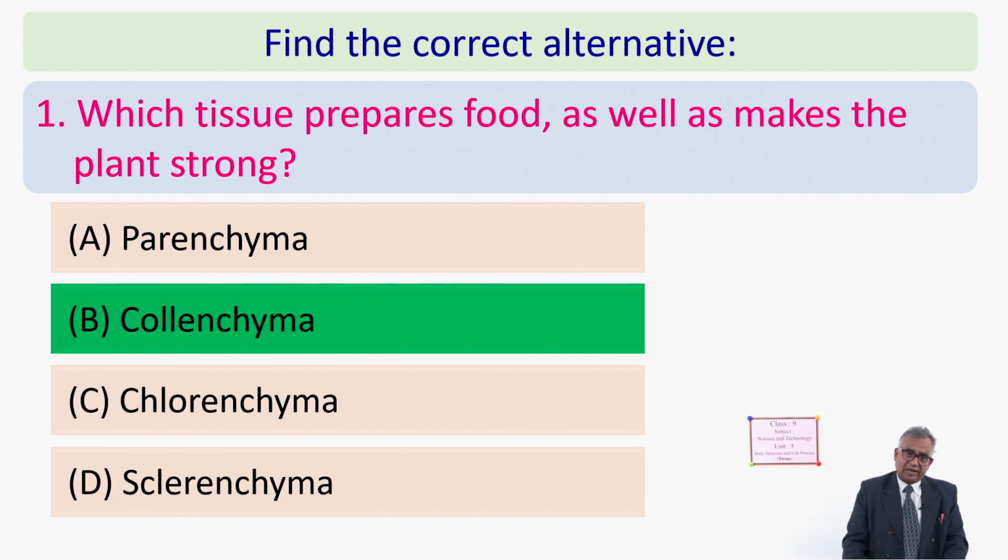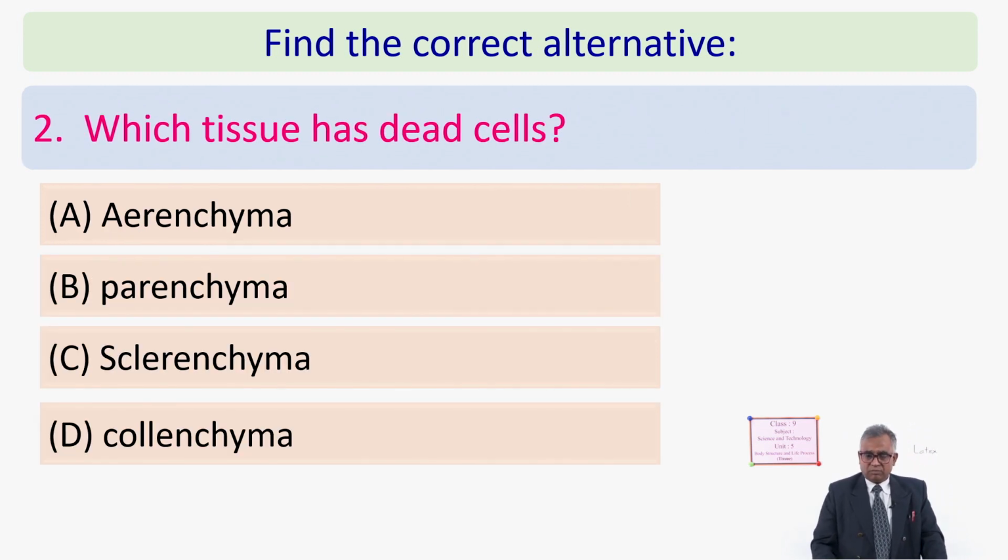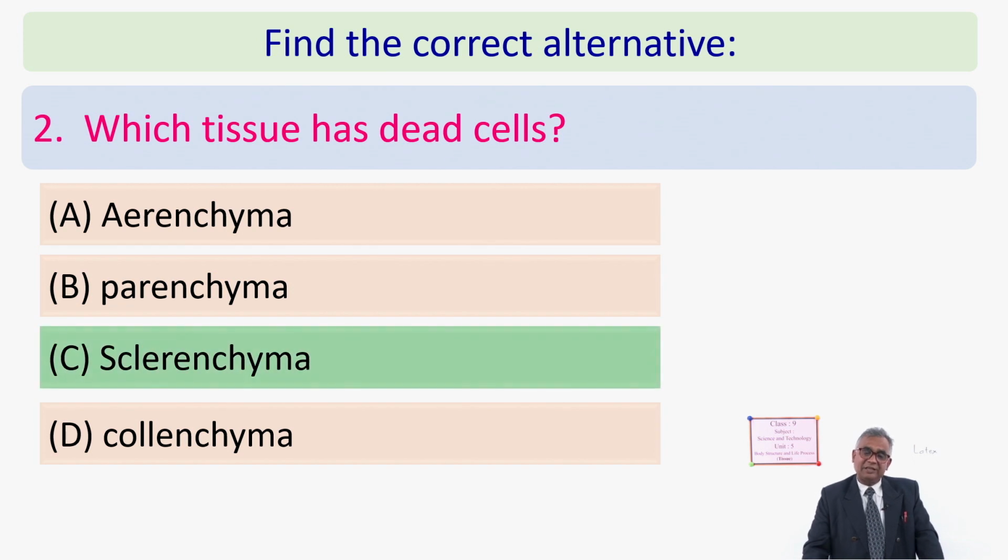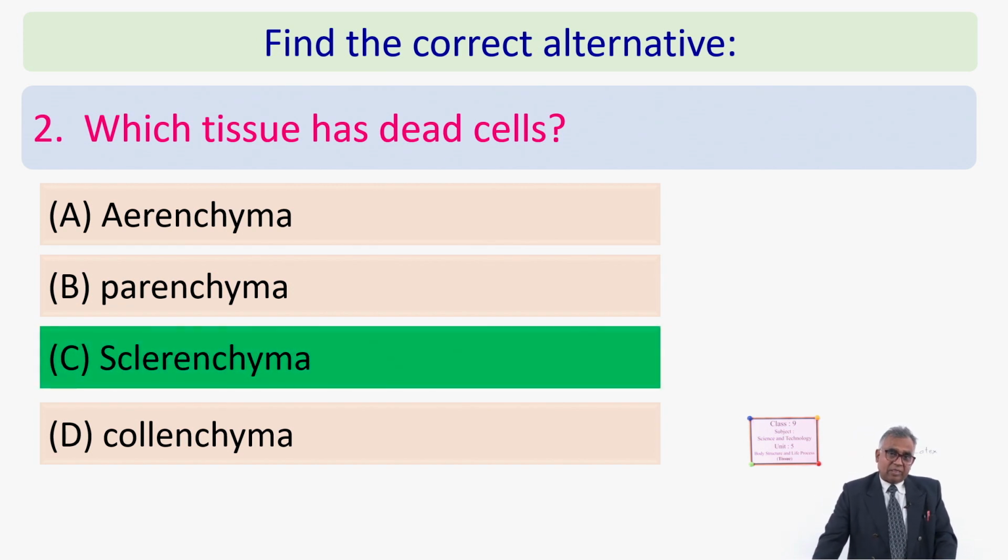Okay. What is the next? Don't miss, answer correctly. Which tissue has dead cells? Very easy. Is it aerenchyma, parenchyma, sclerenchyma, or collenchyma? Guessed? Yes, it is sclerenchyma.